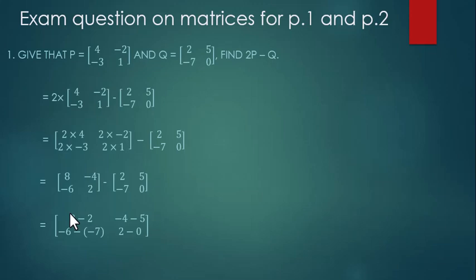So when we work out this, what are we going to have? 8 minus 2 is 6, then negative 4 minus 5, we get negative 9. Then negative 6 minus negative 7, so this becomes positive, so we're going to have negative 6 plus 7, we're going to have 1. Then 2 minus 0, we get 2. So this is our answer for our first question. So this is how you are supposed to answer this particular question.